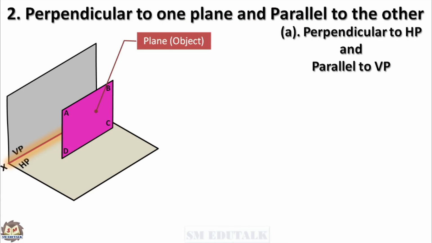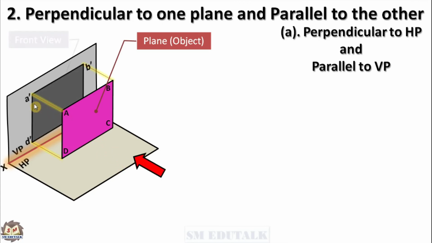Okay, I will explain. The plane is kept perpendicular to HP. That is, it makes 90 degree with HP. And it is parallel to VP. That is, it is equispaced with VP. When you look at the plane ABCD standing in front, it looks like a rectangle. That's why the front view of the plane ABCD is projected to the VP as a rectangular shape, namely A dash, B dash, C dash and D dash.